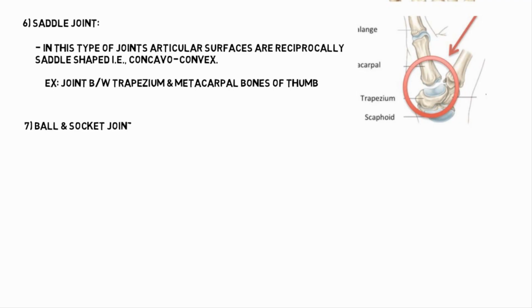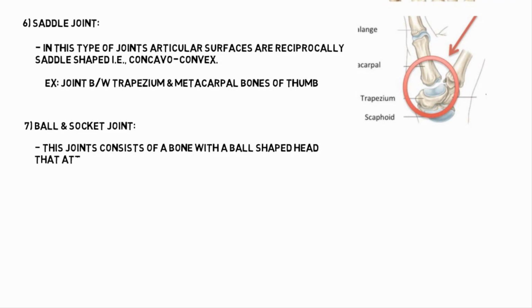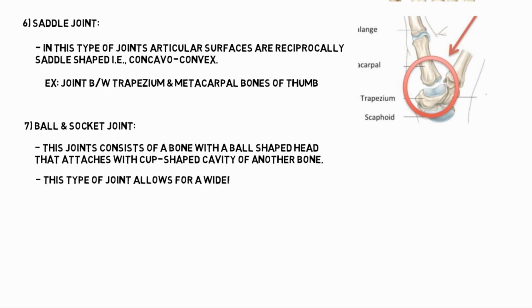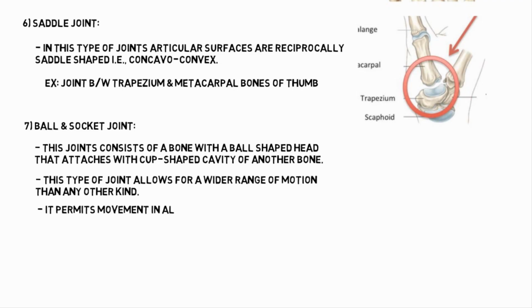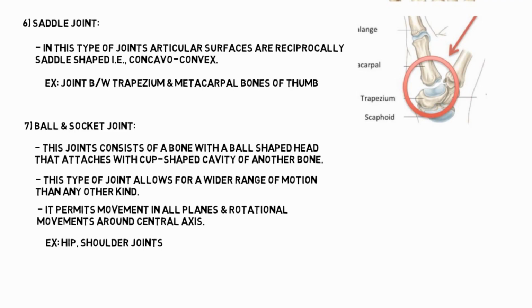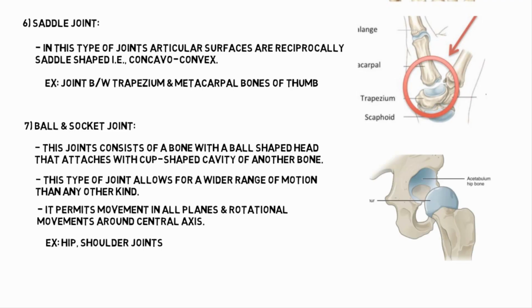Final one is the ball and socket joint. This joint consists of a bone with a ball shaped head that attaches with the cup shaped cavity of another bone. This type of joint allows for a wider range of motion than any other kind. It permits movements in all planes and rotational movements around an axis. Examples are the hip and shoulder joints.